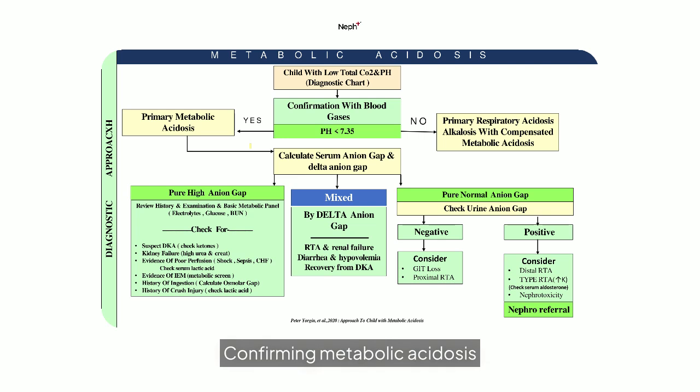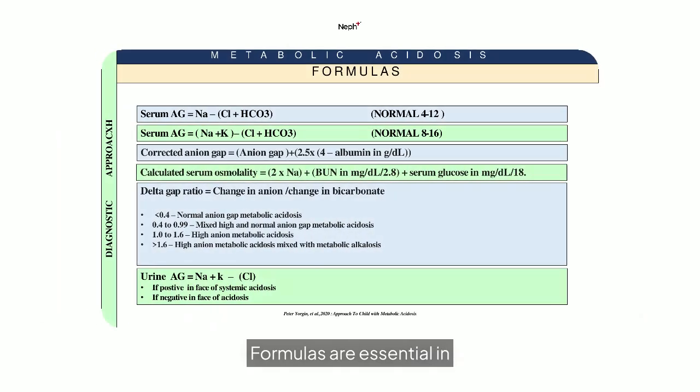Confirming metabolic acidosis requires blood gas analysis. Calculating the anion gap helps differentiate between primary and mixed conditions. This step is crucial for accurate diagnosis and appropriate treatment planning. Formulas are essential in diagnosing metabolic acidosis. Calculating serum and urine anion gaps, corrected anion gap, and delta gap ratio provides insights into the condition's nature.